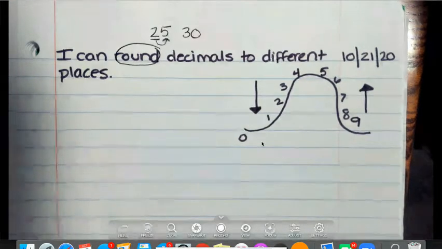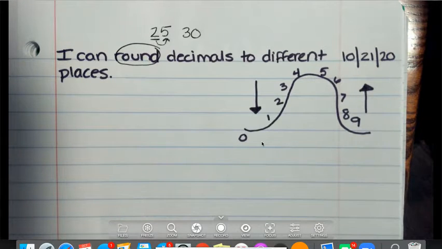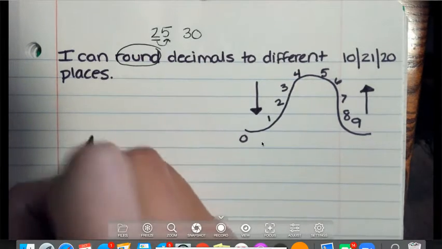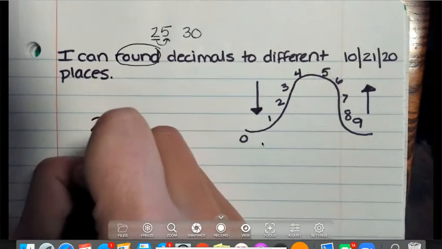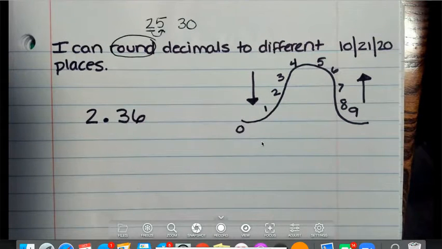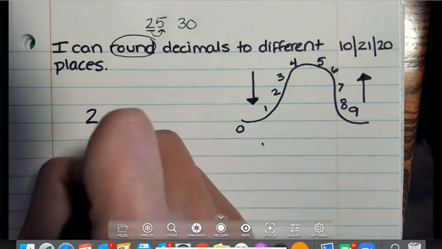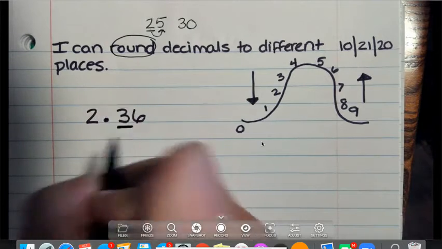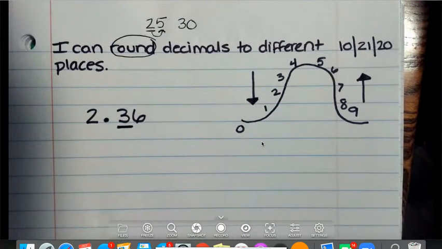So let's start with the number 2 and 36 hundredths. 2 and 36 hundredths. We are going to round, or I'm going to ask that we round, to the 10th place. Rounding to the 10th place.